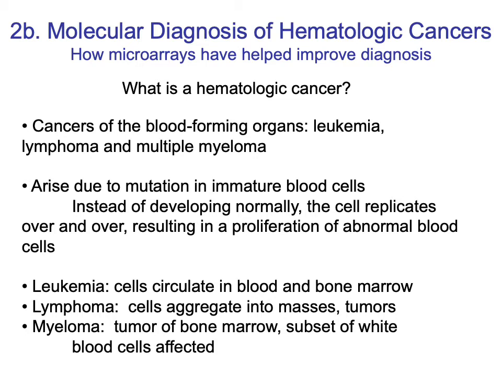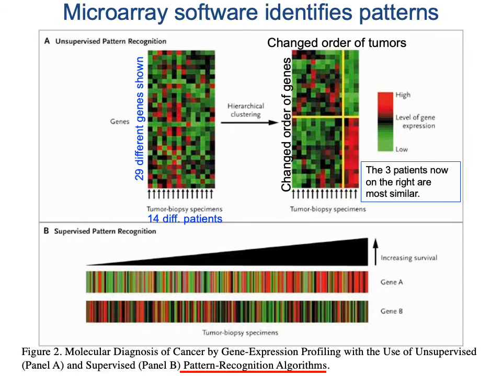Okay, so what do we need to know about how microarray software helps find patterns to improve diagnosis? How is this going to work? Before we look at some actual data, we need to understand 2 different ways that software can identify patterns in data. If we take a look at panel A first, what we're looking at is the raw data. There are 14 different patients. Their tumors were biopsied, the RNA was extracted, and the whole microarray experiment was done. And 29 different genes are shown here.